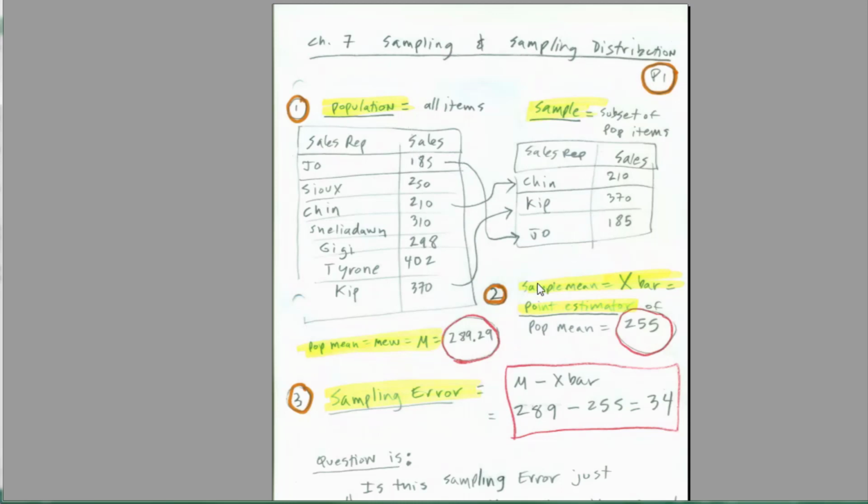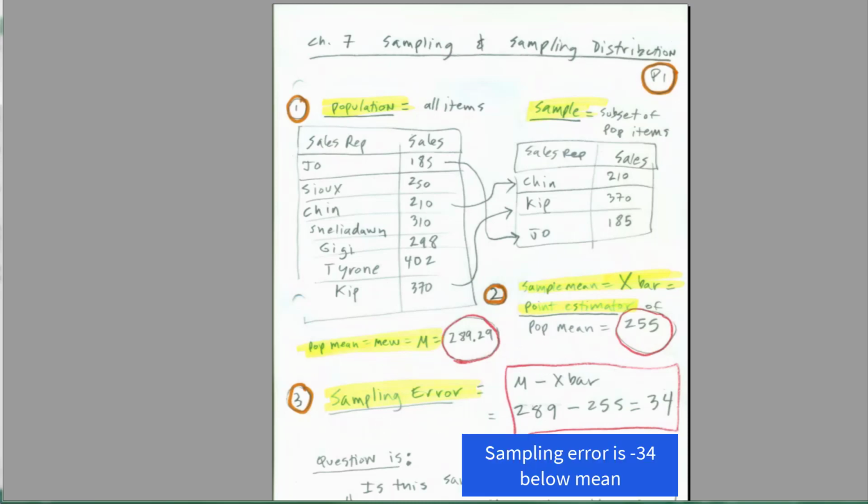Now what happens is we have a population mean mu of all of these sales values, $289 approximately. Well, when we took a sample and calculated the mean X bar, we got what's called a point estimate of our population mean, our X bar, $255. Well, what's the difference between these two things? It's called sampling error, and we can see it's $34.